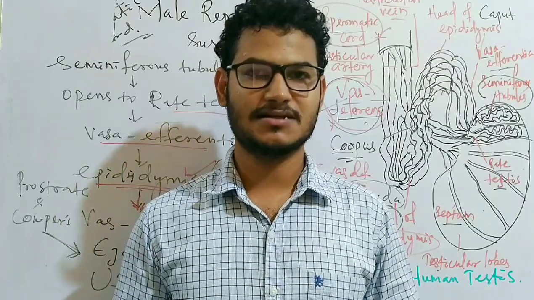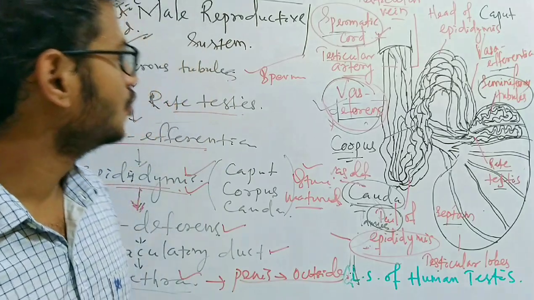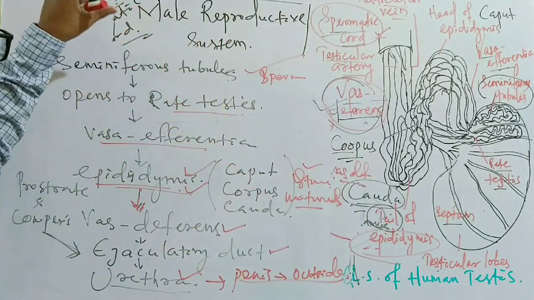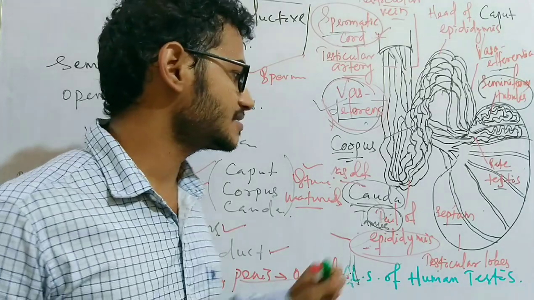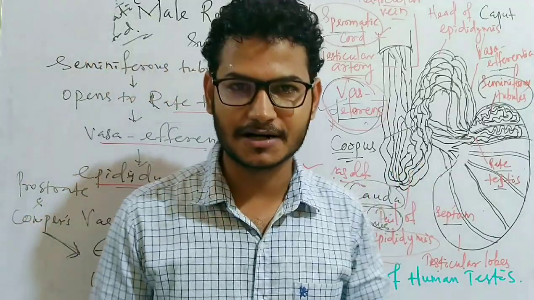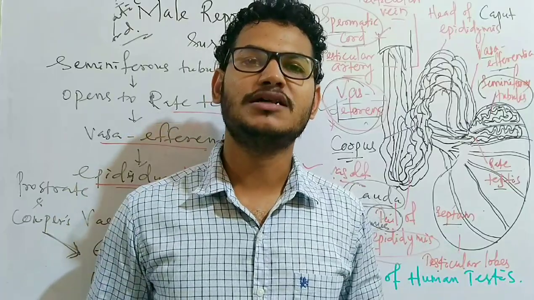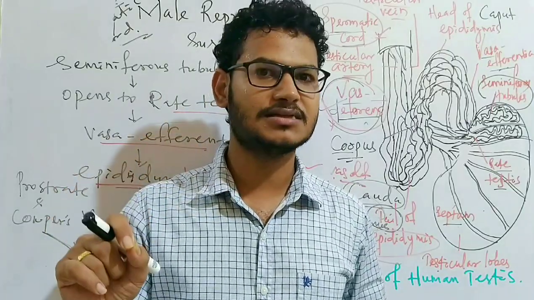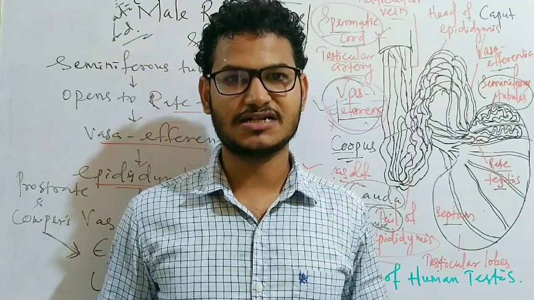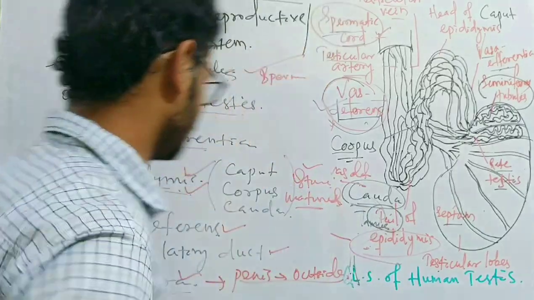In this video session, we will discuss the second part of the male reproductive system. We have discussed the first part, which contains the testes and different ducts associated with it. In this session, we will discuss in detail the different glands associated with the male reproductive system, along with the different supporting structures. So let's start this session.